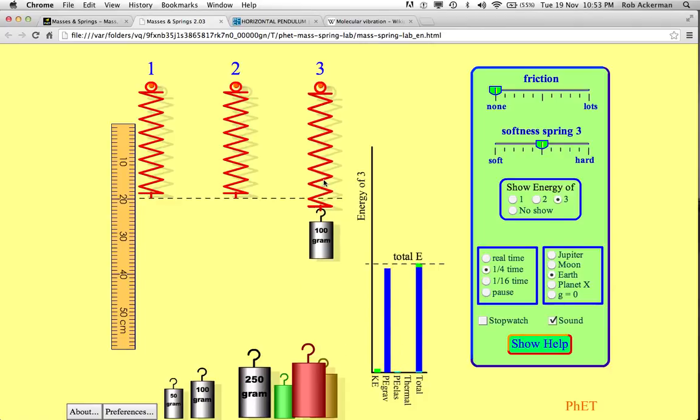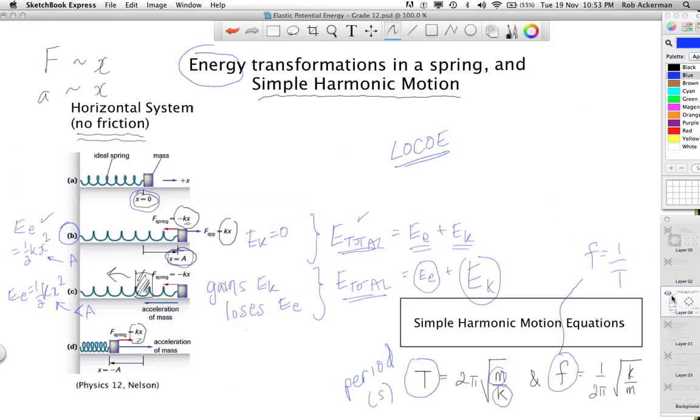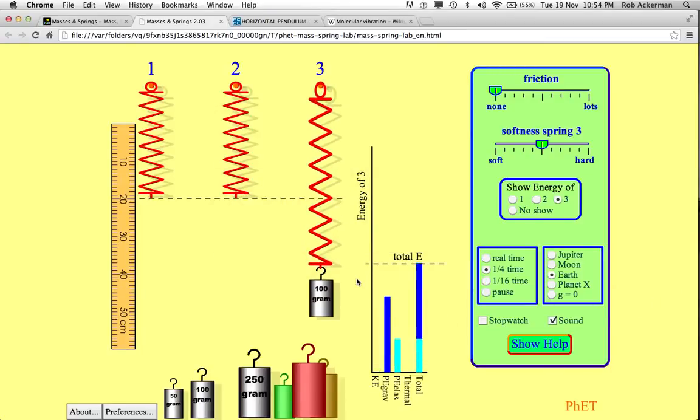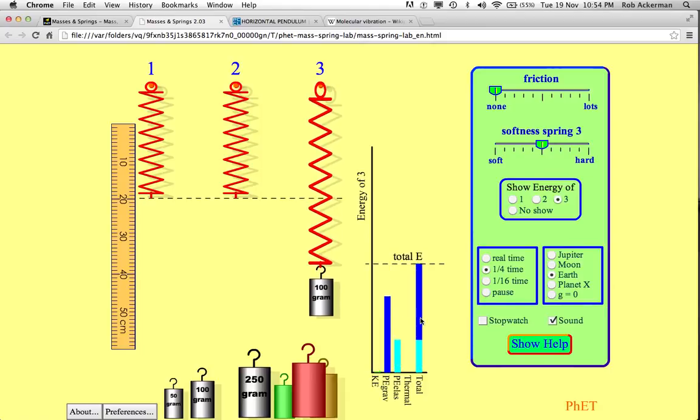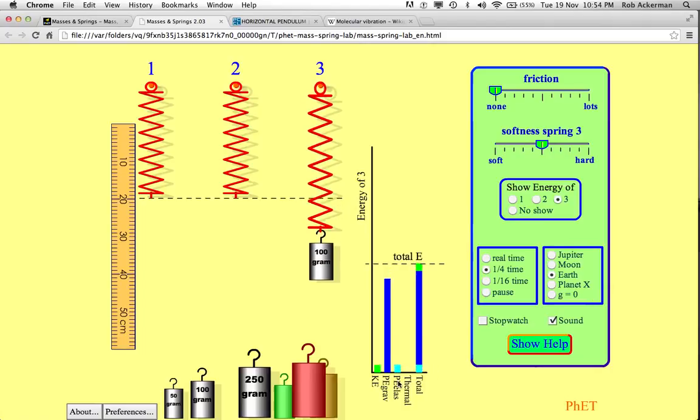It's also moving up and down. If you look back at what we had over here, the spring was only going sideways. There was no change in gravitational potential energy, but this one does have that, so it's a little bit more complicated. However, if you watch how these graphs are moving, you'll notice that the total energy always stays constant. It may be a mixture of green, which is kinetic, dark blue, which is gravitational, and light blue, which is elastic. However, it always adds up to the same amount.